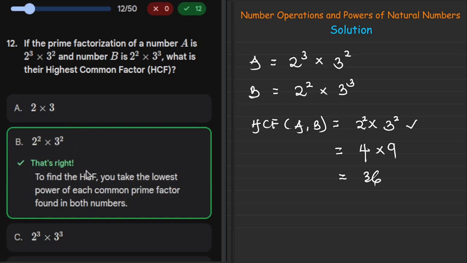The clue is, if you are looking for highest common factor, we said after multiplying all the numbers that did appear, you take the lowest powers of each and every one of them. But for the LCM, you actually take the highest power.